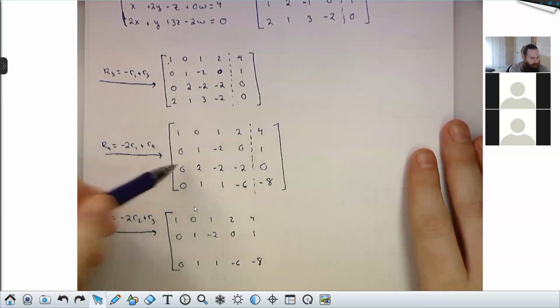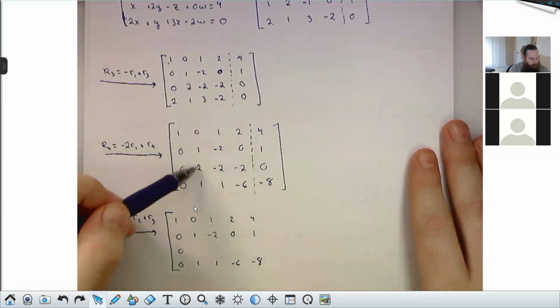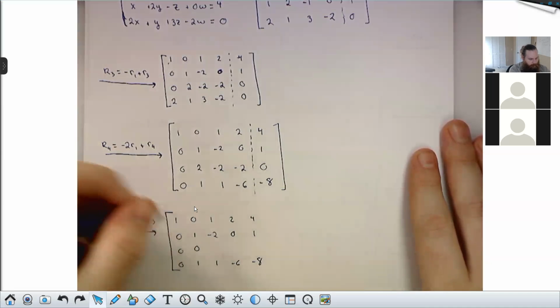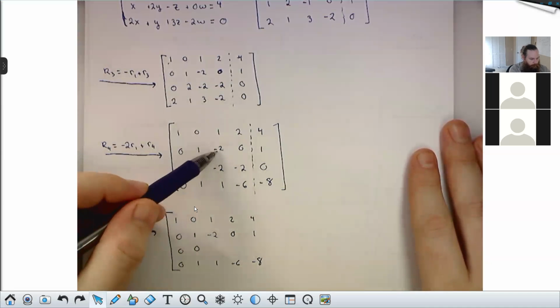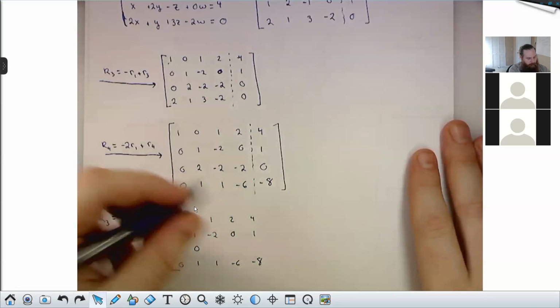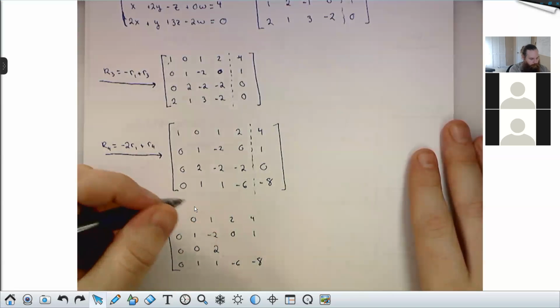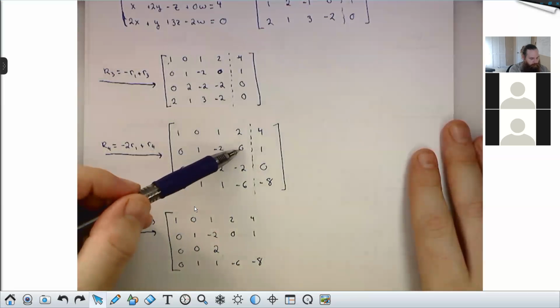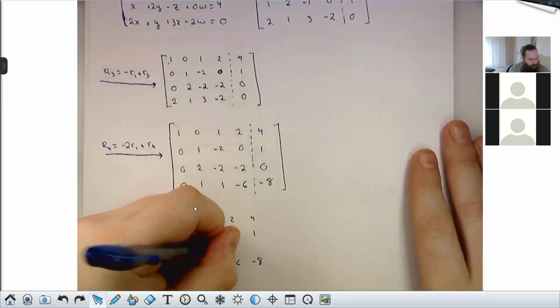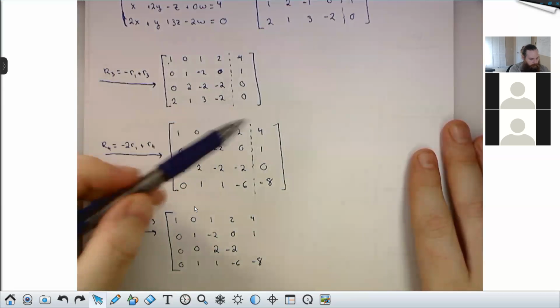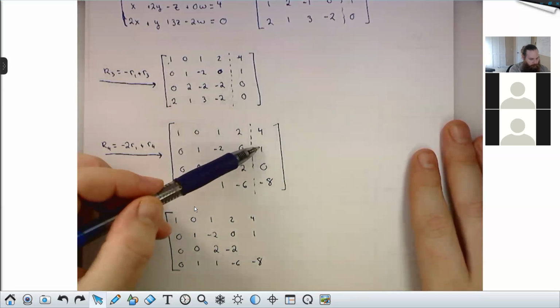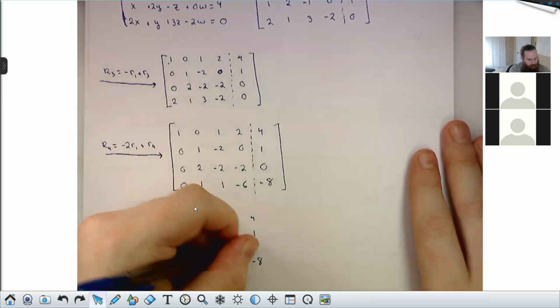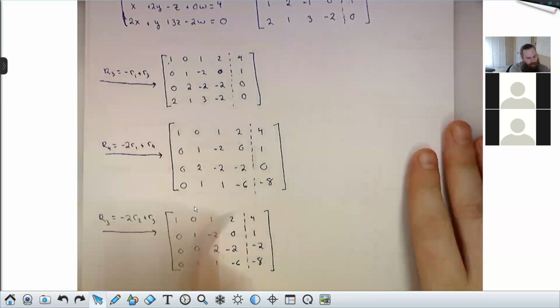Negative 2 times this plus this stays 0. Negative 2 times this plus this is now 0. Negative 2 times this is positive 4. Positive 4 plus negative 2 is positive 2. Negative 2 times this is 0. 0 plus negative 2 stays negative 2. Negative 2 times this is negative 2 plus 0 is negative 2. All right, we're getting there.